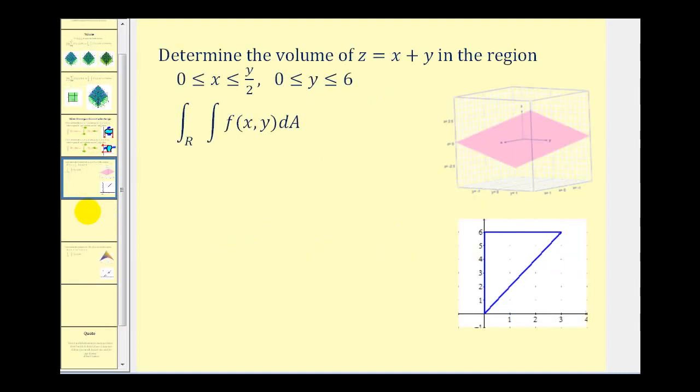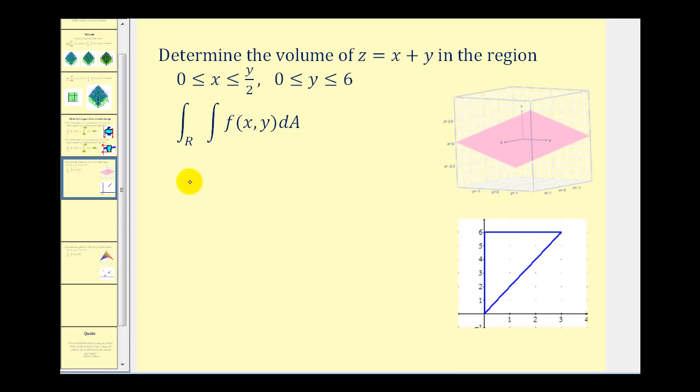We want to determine the volume under the plane z equals x plus y, and our region of integration is defined here, where x is in the closed interval from 0 to y over 2, and y is in the closed interval from 0 to 6. So it's important for these types of problems that we graph our region of integration. So let's take a close look at this interval here.